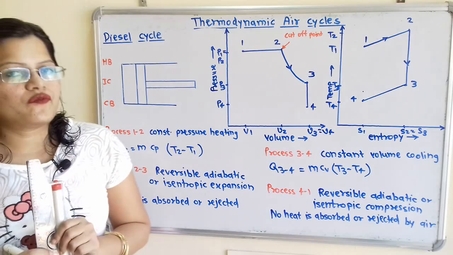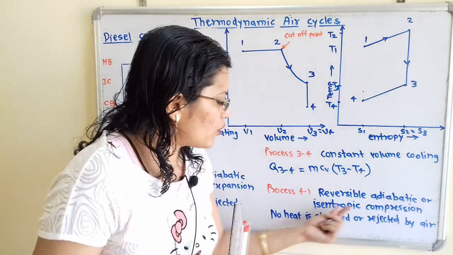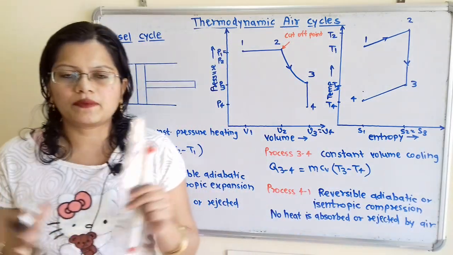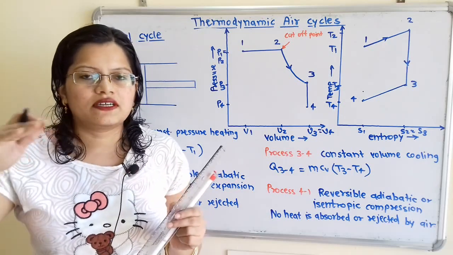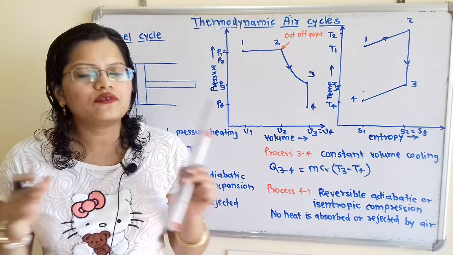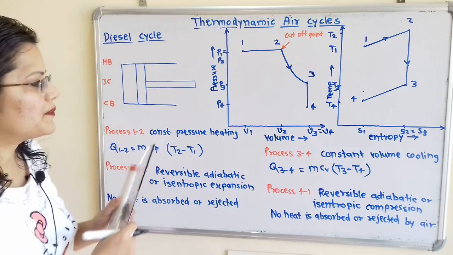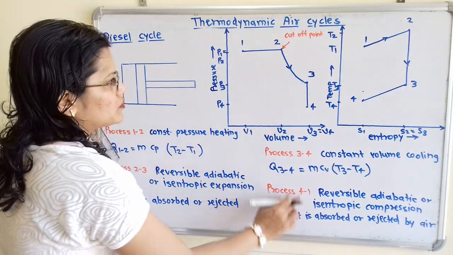Now again we will move to the next process, process 4 to 1, reversible adiabatic or isentropic compression. So a compression process is taking place. What is happening during compression? Pressure increases, temperature increases, volume decreases. So we have to show all these, and entropy remains constant. First volume is getting decreased. Now this is the process 4 to 1.